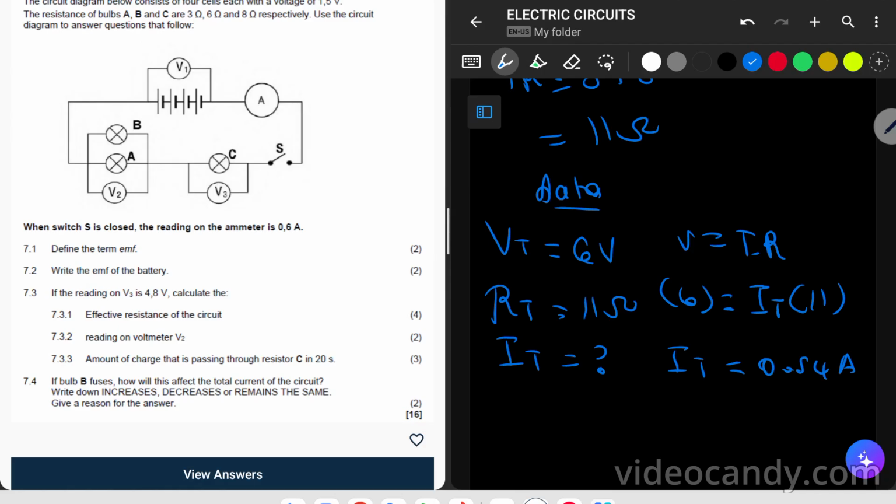As you removed bulb B, what happened? The resistance increased. And as the resistance increased, what happened to the total current? Your answer will be: your total current decreases. Give a reason for your answer: resistance and current are inversely proportional to one another. Therefore, in this illustration, as the total resistance had increased, it led to the effect that the total current decreased. This is why initially you had 0.6 and now you have 0.54. I hope you guys understand. Thank you very much.